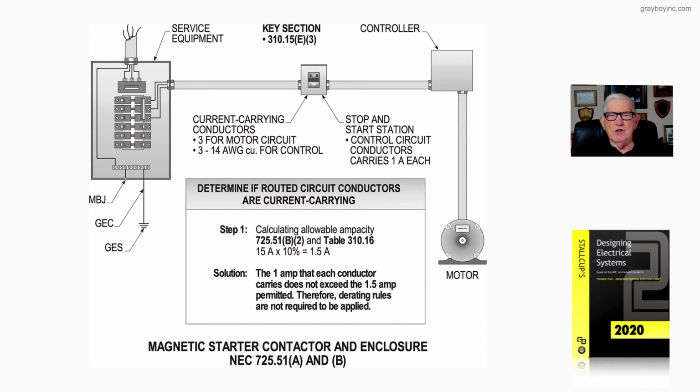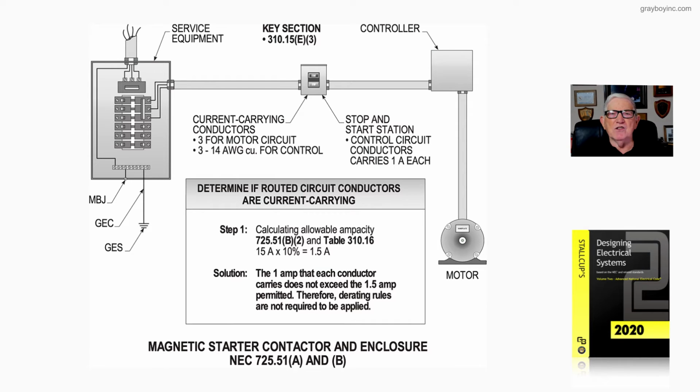And in the solution, 1 amp is all we have on each control circuit, so we have not exceeded the 1.5 amp. So we only have 3 current carrying conductors in the raceway, and although we have 6, we only have 3 current carrying, so no derate or reduction of the ampacity of the conductor required.